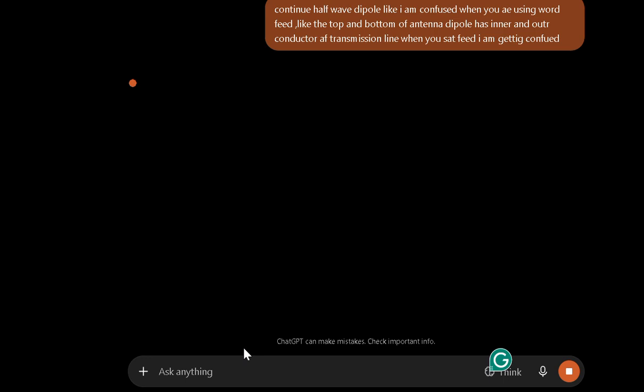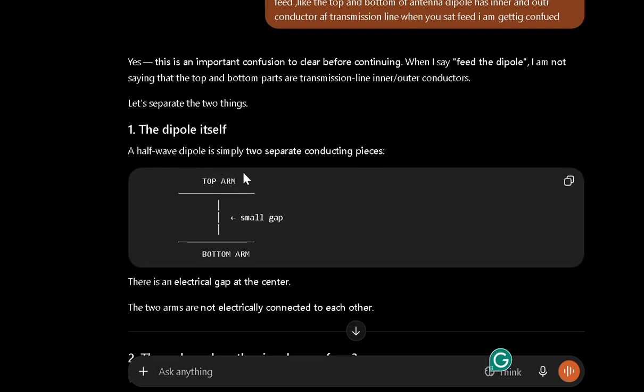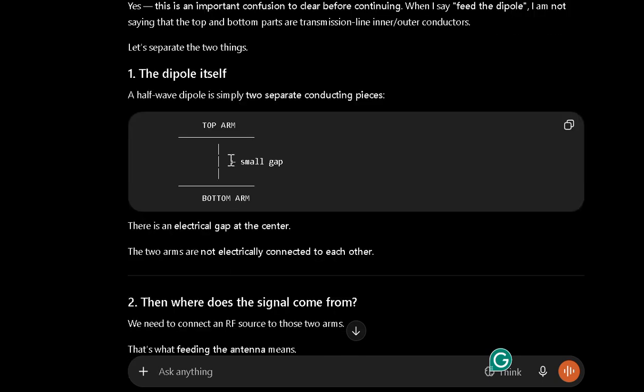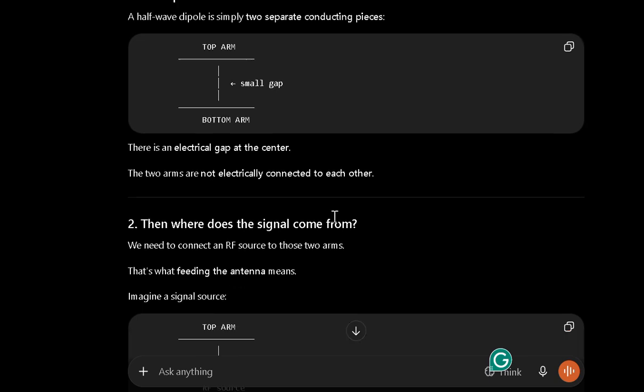So let's start with the half-wave dipole. Before that, we will understand what the internal structure of a half-wave dipole is. A half-wave dipole is simply two separate conducting pieces, a top arm and a bottom arm, with a small gap. There is an electrical gap at the center. The two arms are not electrically connected to each other.